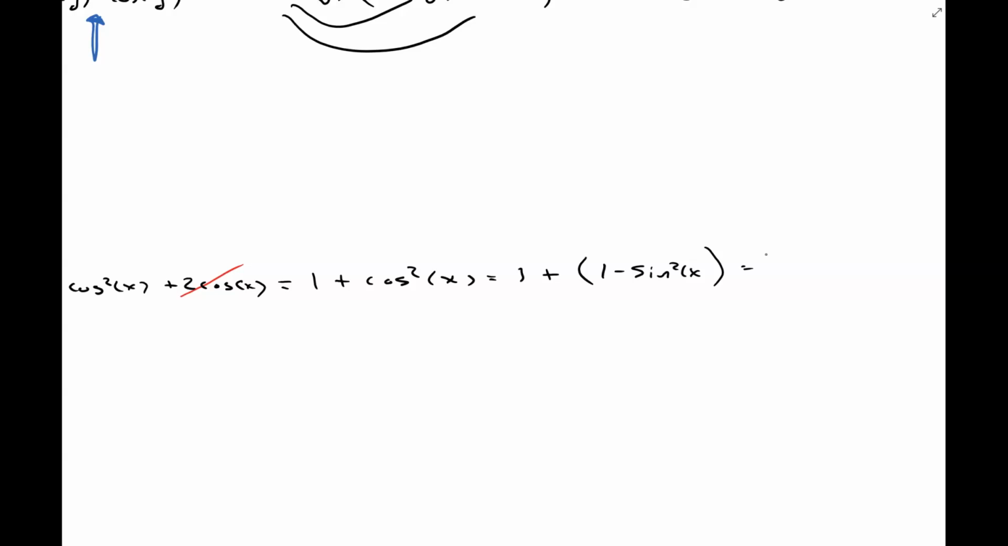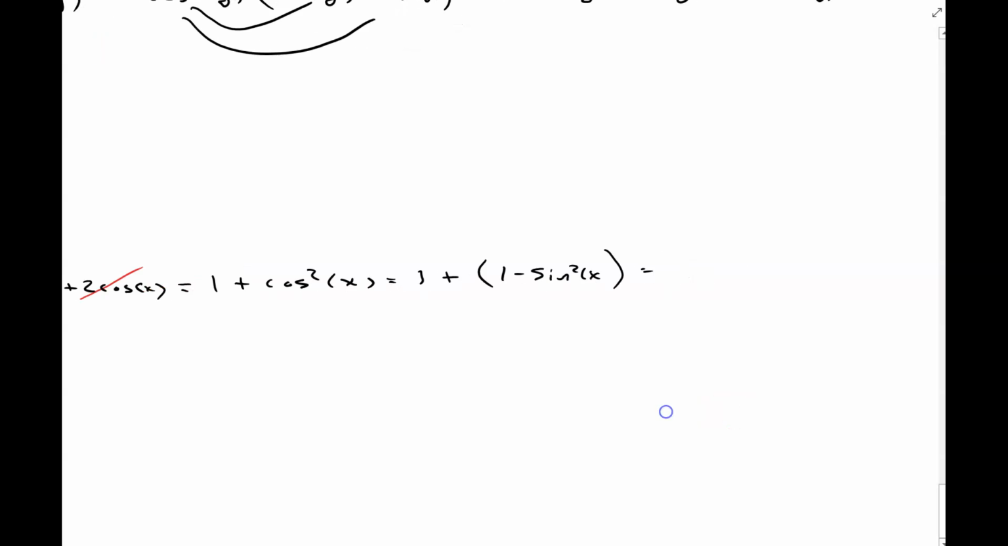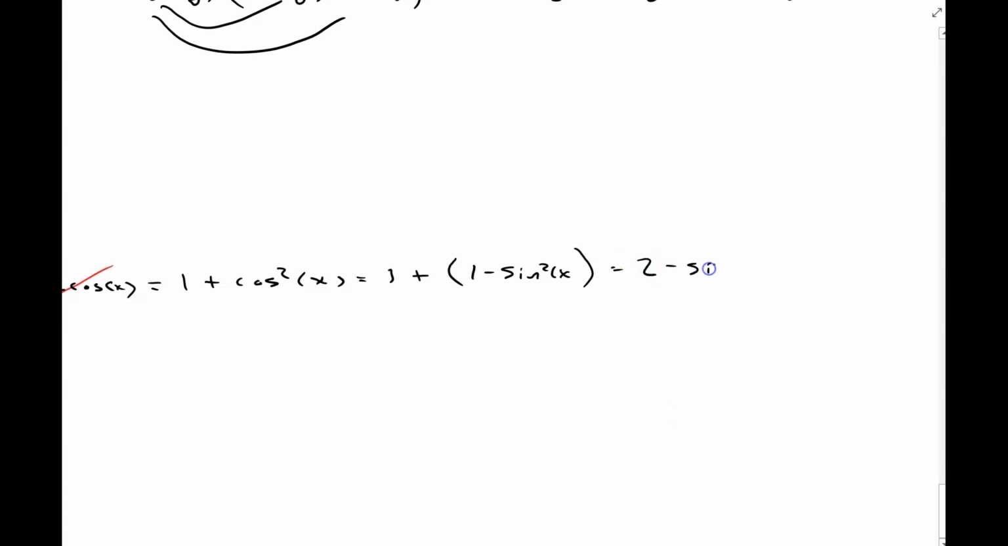Because we had 2 negatives that we multiplied together to make that positive. And then when I combine the like terms, 1 plus 1 is 2, so I just have 2 minus sine squared. And that's as far as you can go on that one.